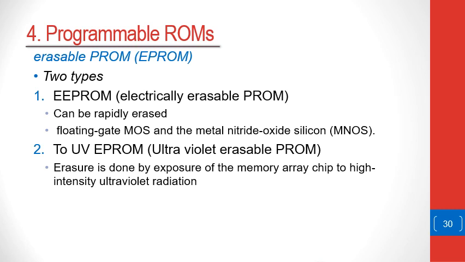For the UV EPROM, erasure is done by exposing the memory array chip to high intensity ultraviolet radiation using the opening that comes with the array itself. There will be a particular slot or opening on the array whereby if one exposes that portion of the memory to ultraviolet rays, then that erases the memory of the EPROM.